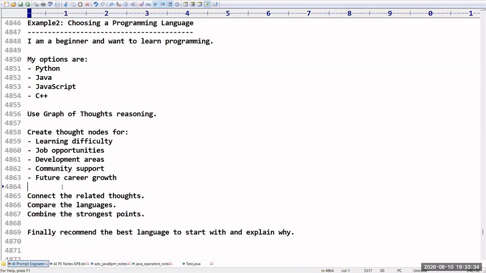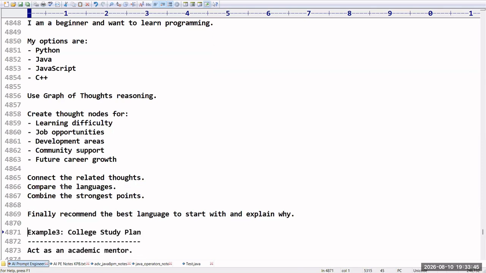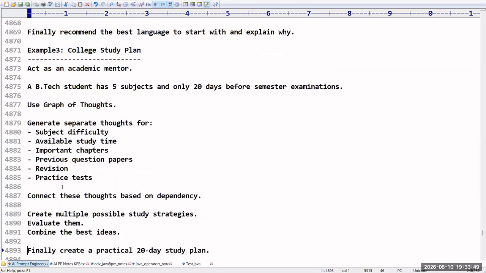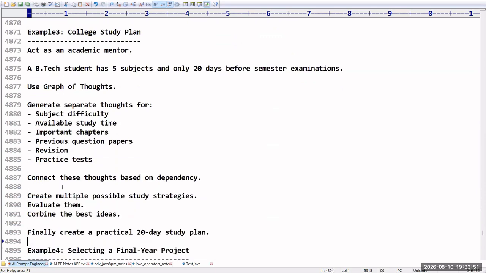Let's go for the next example. So what is the next example? Third example. Sir, college study plan. College study plan. Have a look once.